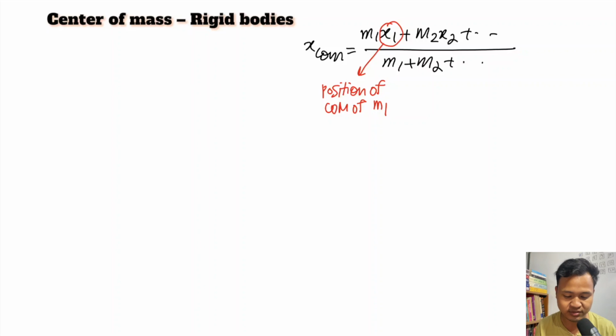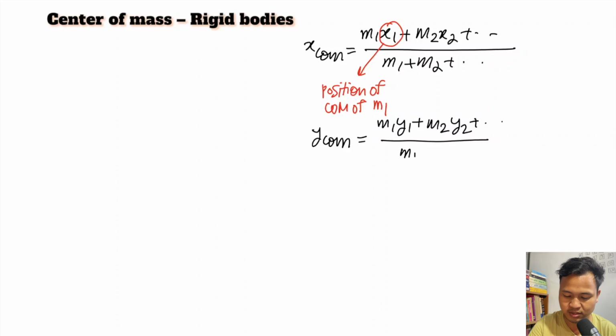For the body m1, there is a center of mass, and its x component is x1. Similarly, ycom equals m1y1 plus m2y2 plus and so on, divided by m1 plus m2 plus and so on. So x1 is the x component of center of mass of m1, x2 is the x component of center of mass of m2, and similarly y1 is the y component of center of mass of m1.